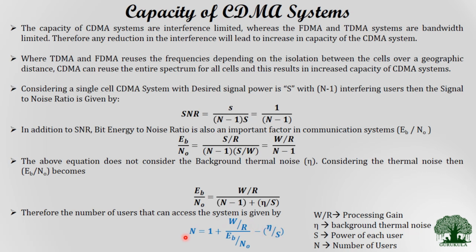So this is an equation which we might have seen already while discussing the CDMA technique, where W by R is nothing but the processing gain, eta is the background thermal noise, S is the power of each user, and N is the number of users that can be given access to the CDMA system. So this is the capacity equation for your CDMA system, and the equation is valid only for single cell CDMA systems. When it goes to multiple cell CDMA systems, the equation will not be valid. That will be a different equation for multi-cell CDMA systems.